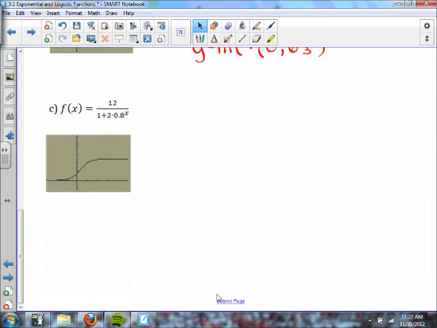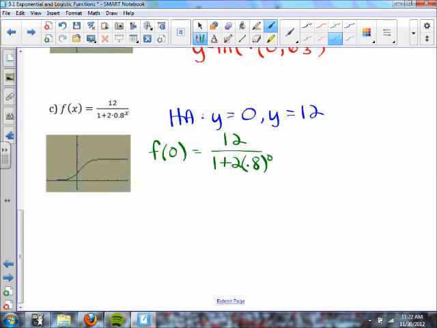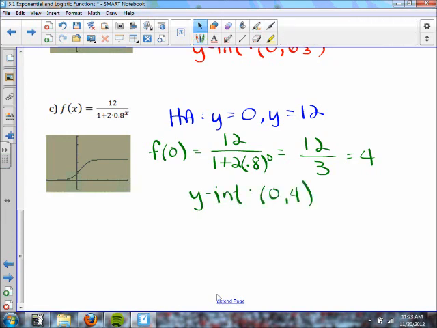Okay, now when we do this, our horizontal asymptotes will be y equals 0 and y equals what? 12. Y-intercept will be where x is 0. So it'll be 12 over 3, which is 4. So your y-intercept will be at 0, 4. Now, are there any questions on example 6? Why do you have to graph it? Just so you can see what it looks like. That's the only reason you graph it.